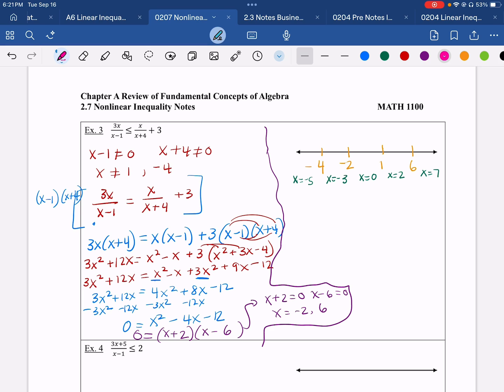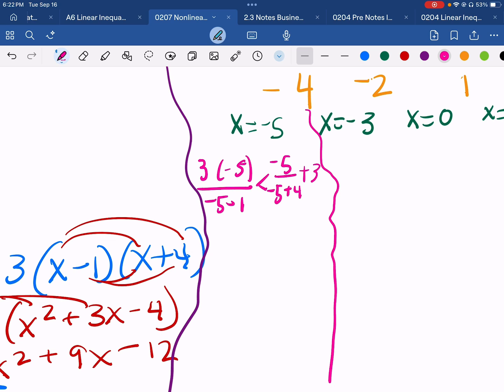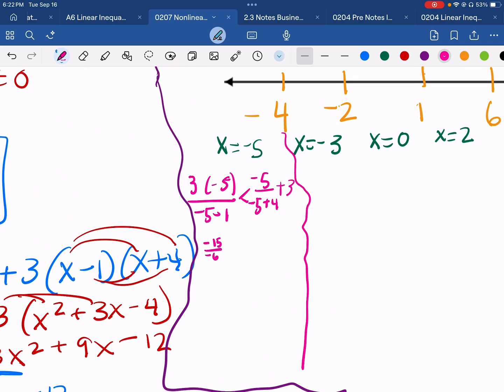All right, let's squeeze this in. We're going to do some of it. Here we go. 3 times negative 5 over negative 5 minus 1. Is that less than negative 5 over negative 5 plus 4 plus a 3? All right, that gives me negative 15 over negative 6. It's a less than or equal to.